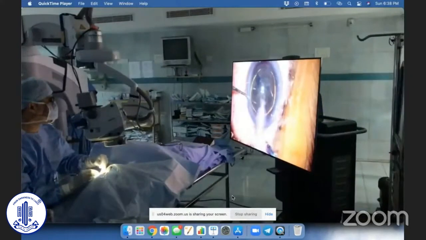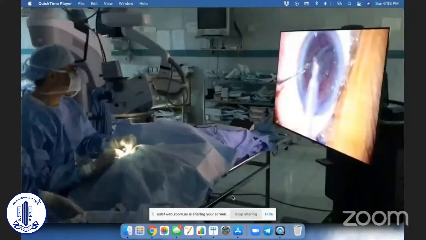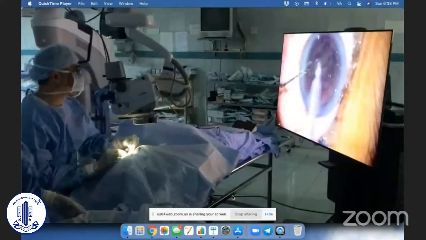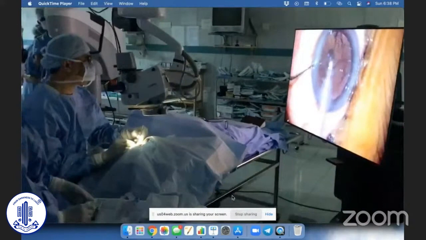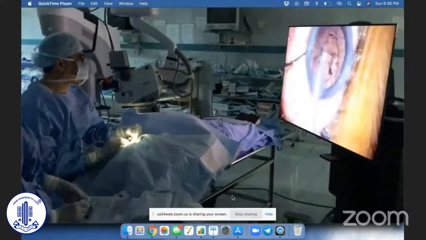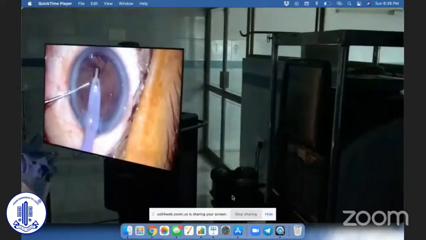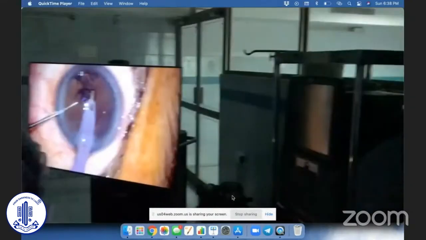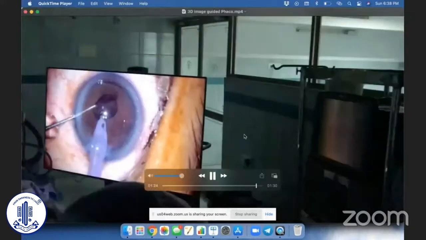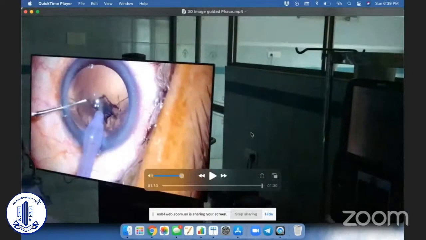When introduced in 2017, it was an off-label use. Now I think it can be used for all the surgeries. There are other companies like Zeiss and Topcon also. They came out with this type of instrument. Even the posterior capsule, everything we can see very clearly.